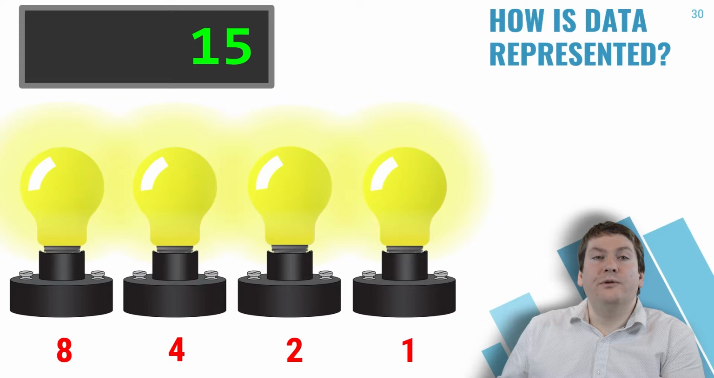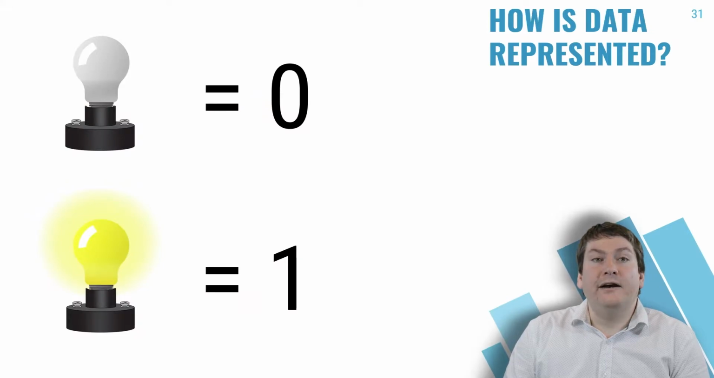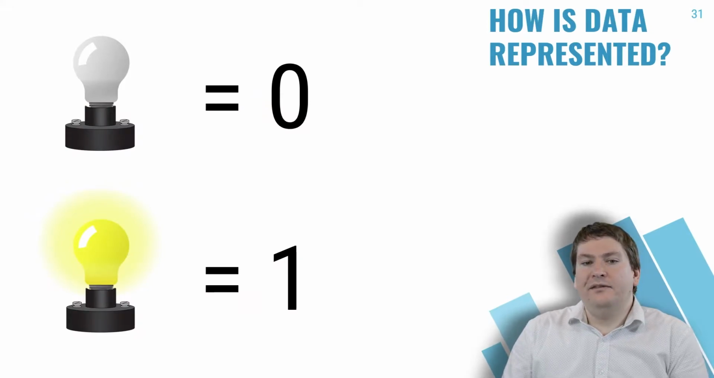And this is how computers do it. However, we usually don't talk about it in these terms. Instead, we usually talk about it in something called binary, which is a different base system that stores numbers as only zeros and ones. So the way we think of this is we can say if the light is off, it's a 0. If the light is on, then it's a 1.